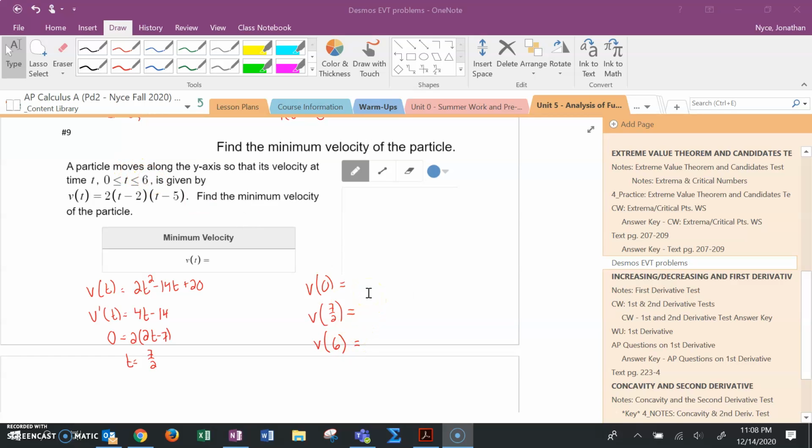You plug 0 into the velocity function, you end up getting 20. Plug 7/2 into the velocity function, you get negative 9/2. If we plug 6 into the velocity function, we end up getting 8. So our minimum velocity would be at negative 9/2. The fact that it's negative means it's going to be moving down, but also if we just look at the speed, it's also the smallest value, has 4.5 versus 8 or 20. So our minimum velocity is going to be the negative 9/2.